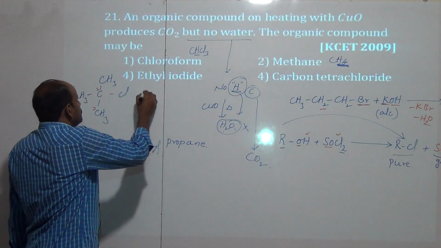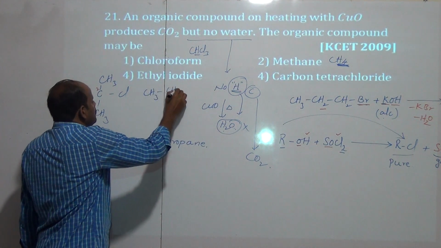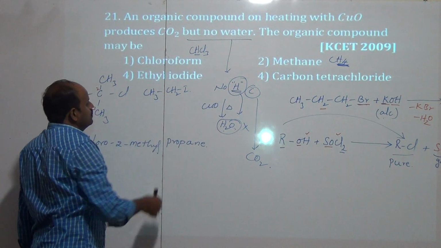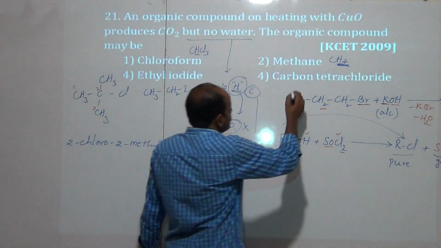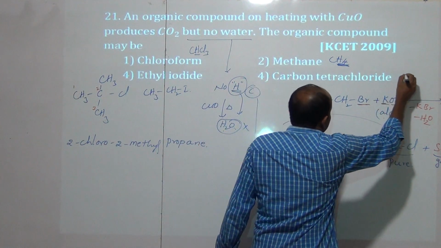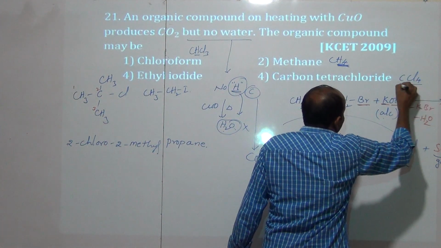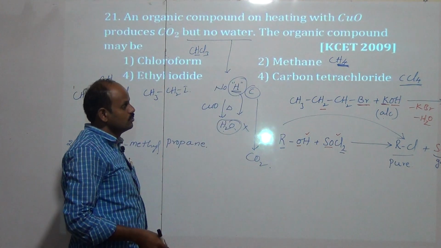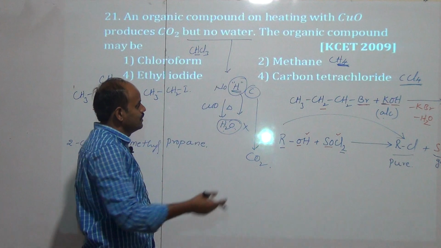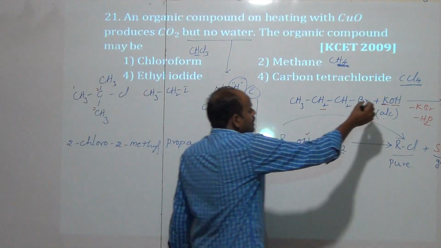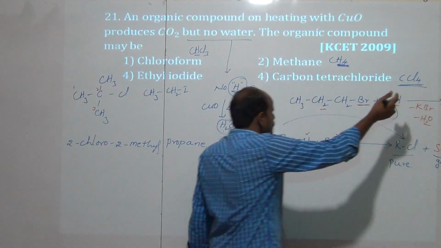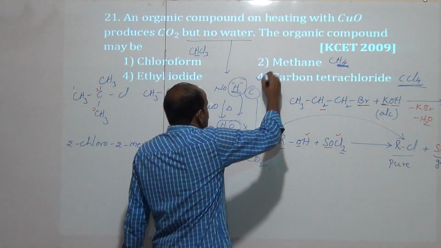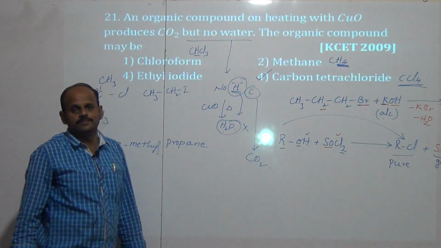Ethyl iodide also forms CO2 and H2O. Carbon tetrachloride: is there any hydrogen? Not there. Thus it gives CO2 only, but no water, because in this molecule there are no hydrogens. Thus there is no chance of formation of water. Hence, what is the correct option? The fourth option is the correct one.